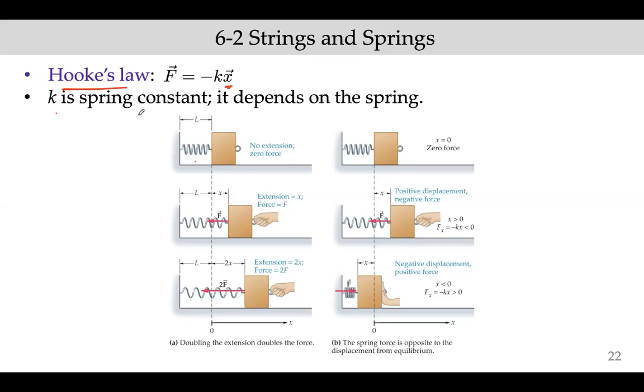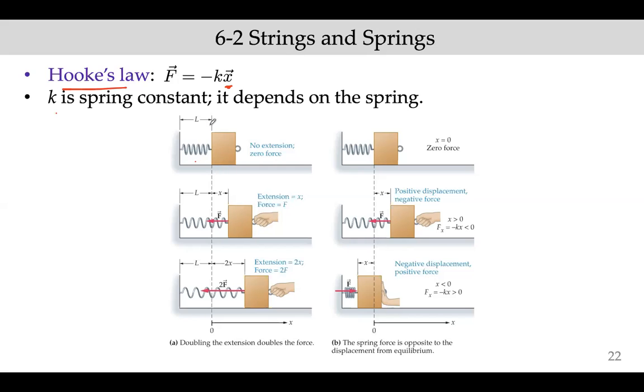And k is the spring constant. It's some number, and it depends on the spring. So some springs, it's hard to compress or extend them. If it's a strong spring, that means k is large. But if it's a weak spring, then k is smaller. So if there is no force on the spring, no extension, zero force.